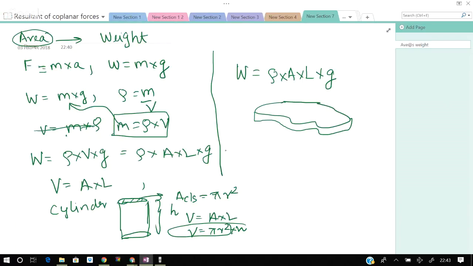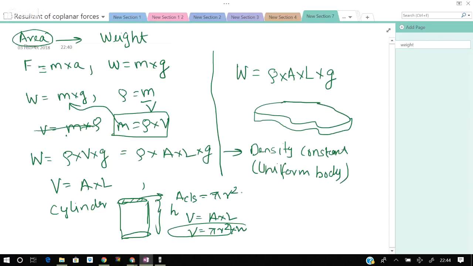So we have three assumptions for centroid. That is, first, it should have constant density. So density should be constant. We shouldn't have a composite area. We should have a uniform, not composite area. We should have a uniform body or uniform density.